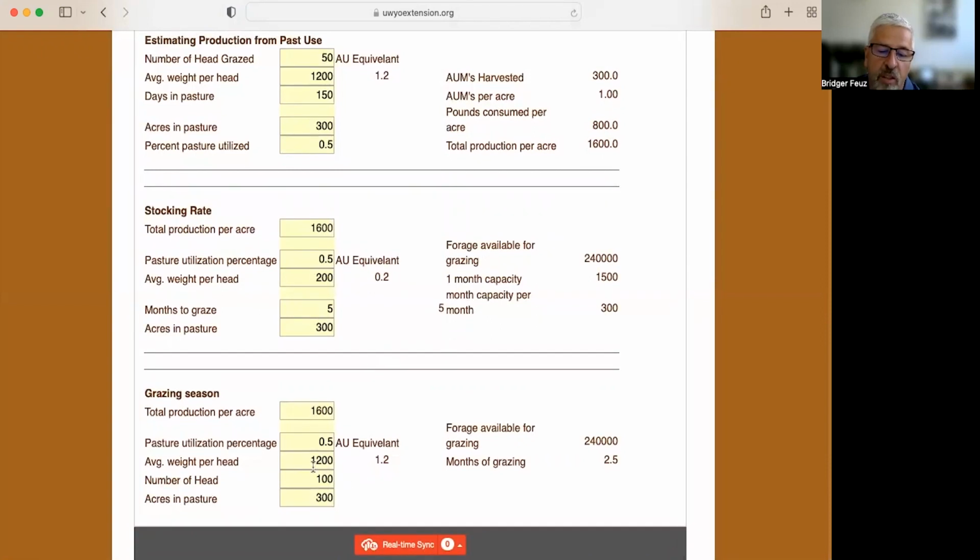We'll go back to cows. So if we had 1,200-pound cows, the same as in our first example, but in this example, instead of having 50 head, we have 100 head, and same 300 acres of pasture. Well, with 100 head, we have available grazing of 2.5 months. So instead of that 150 days, we can have them on there for 2.5 months. So, we can change this number of head really easy and look at it. If we wanted to put 250 head on here, that's 1 month that we could have them on that 300 acres.